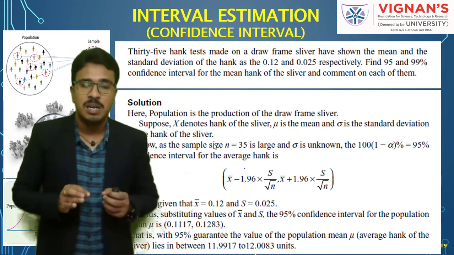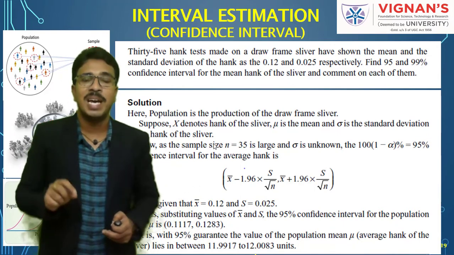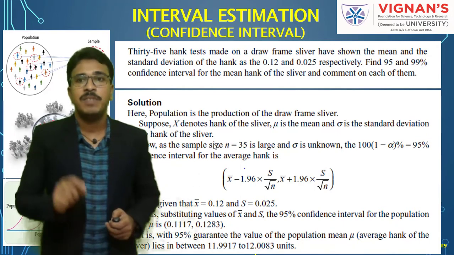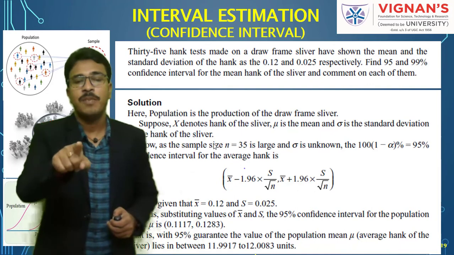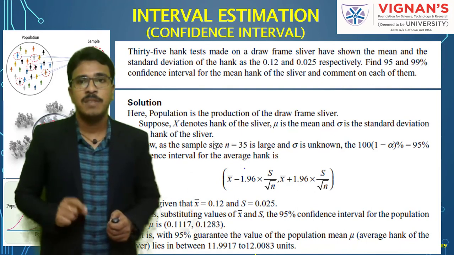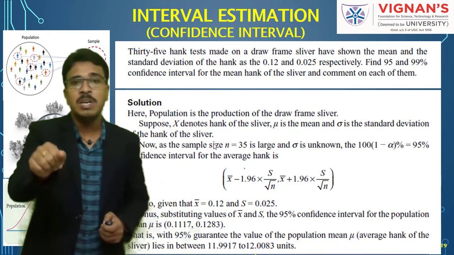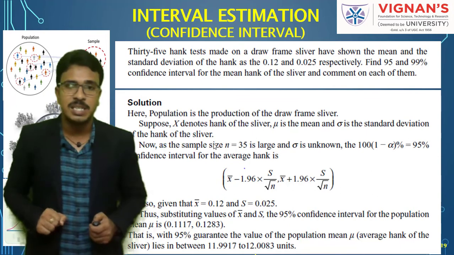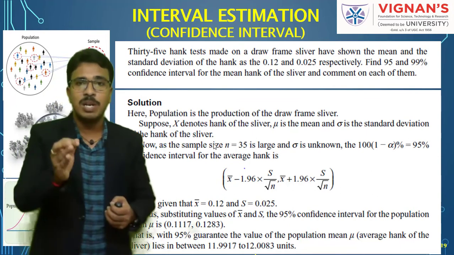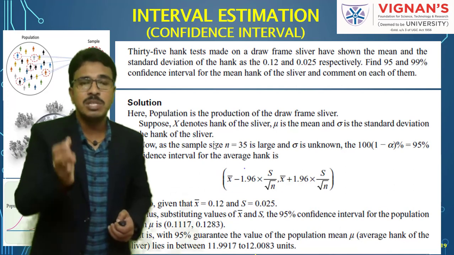So according to the given information in the problem, we have to select the formula. If it is 99%, the Z table value we have to take is 2.75. If it is 90%, again you have to look at the Z table and use that constant here. It is not that for all the confidence interval levels you have to use the same formula.